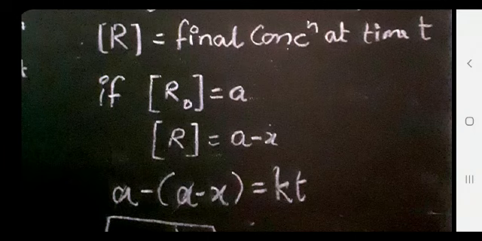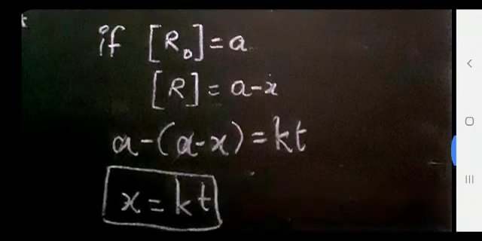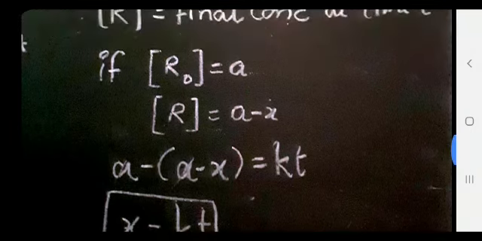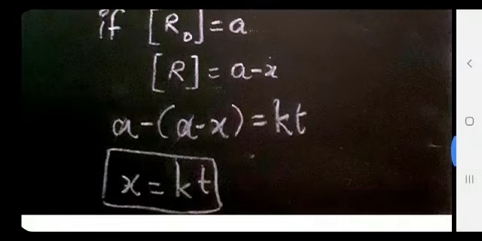By putting this value we have A minus (A minus x) is equal to kt. By cancelling both the A we have x is equal to kt. So with the help of this one we can calculate the value of k, and the value of R also. So this is the expression for the zero order reaction.